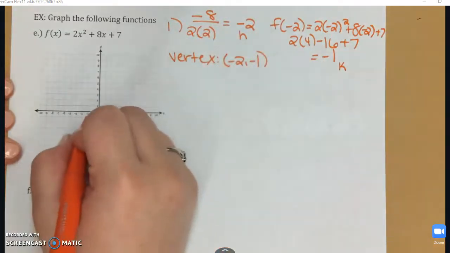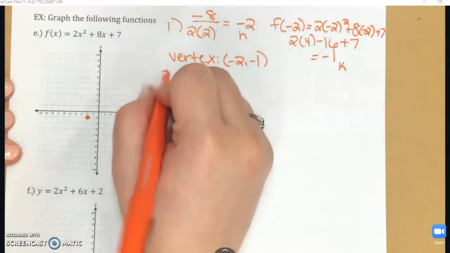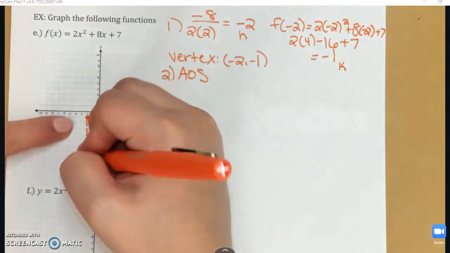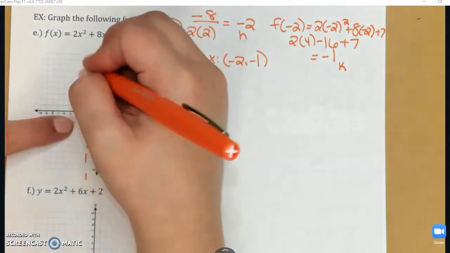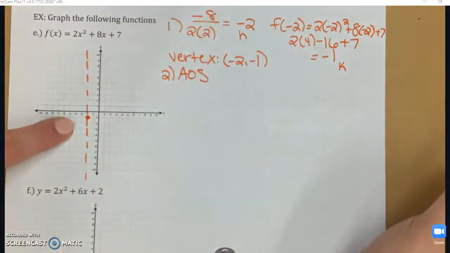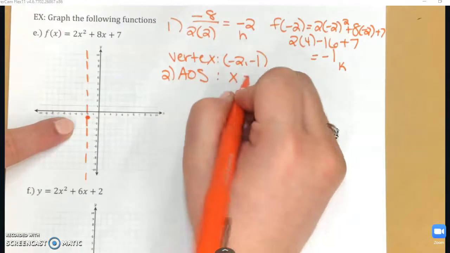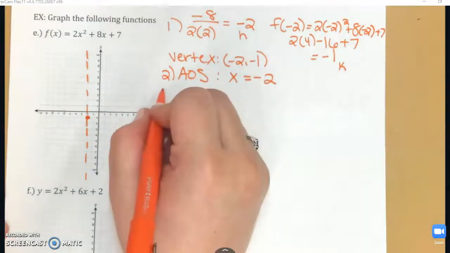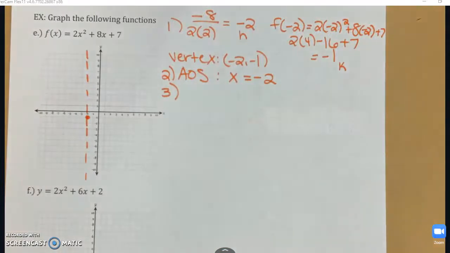So I'm going to go ahead and plot that here. And this is going to help me now find my axis of symmetry. That's going to be the vertical line going through my vertex. So a vertical line, the equation is x equals, and here we're going through negative 2. So that's my axis of symmetry. And this is going to come in handy for plotting points in just a moment.